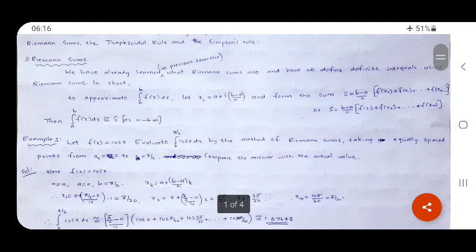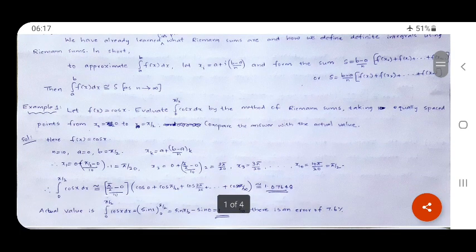One example: let f(x) = cos x. Evaluate the integral from 0 to π/2 of cos x by the method of Riemann sums, taking 10 equally spaced points from x0 = 0 to x10 = π/2. Compare the answer with the actual value. So note that from x0 to x10 we have 11 points. So we consider the 10 points x0 to x9.